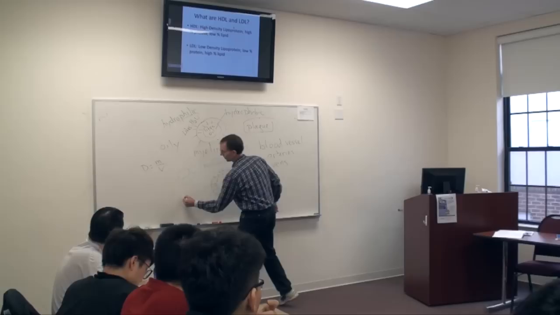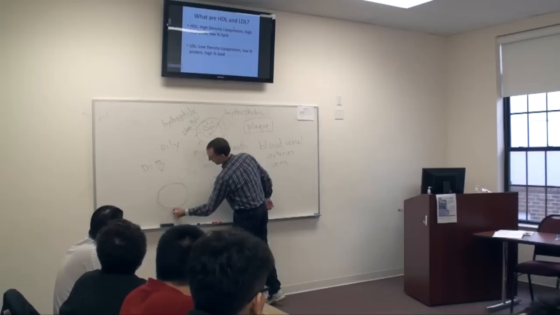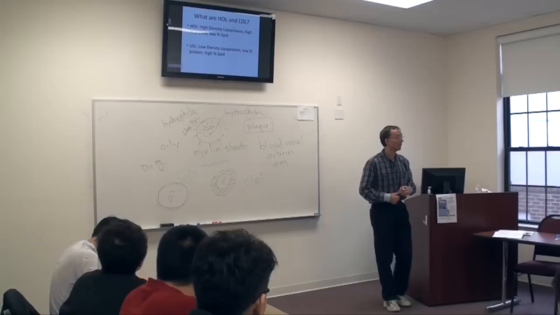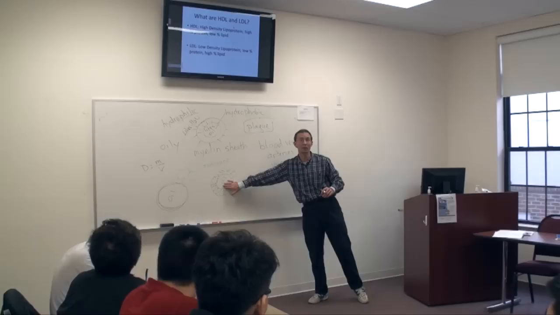The low density lipoprotein, it's lighter, right? It has more oil and less protein. This is the protein and this is the oil. You see what's going on? The high density lipoprotein has a high percentage of protein and a low percentage of oil.